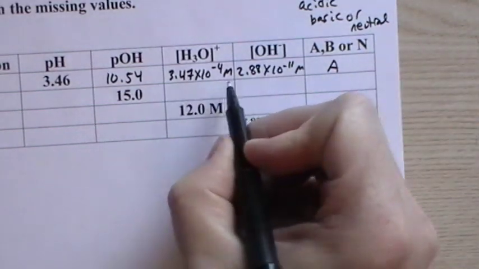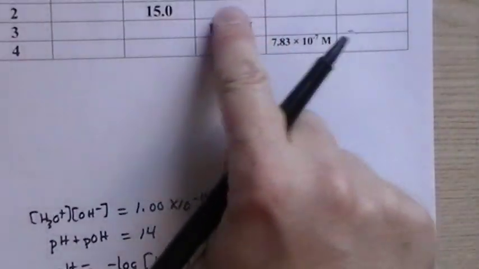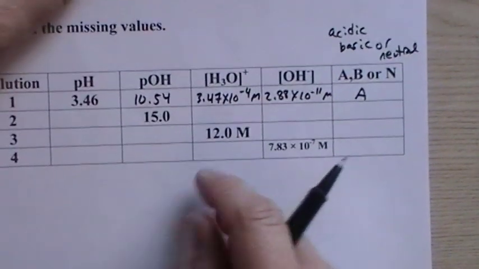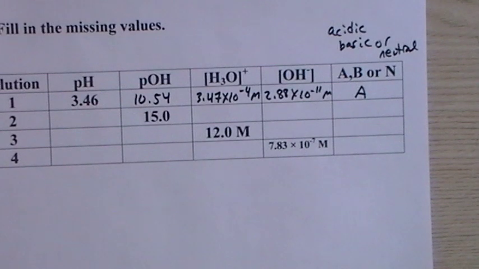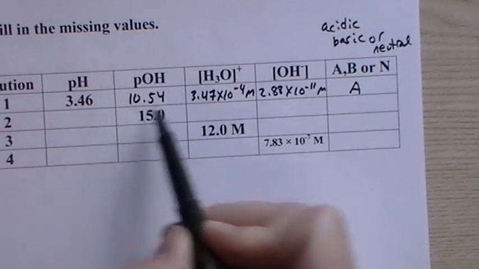Could have also found it using the original equation. So most of the time there's more than one way to reach the answer. And then to check to make sure you're right, multiply these two together. They should come up to be 10 to the minus 14, or very close to it. We rounded, so we should expect to be off slightly. And I get 9.99 times 10 to the minus 15, which would round to 1 times 10 to the minus 14. These two together must add up to 14, and they do.